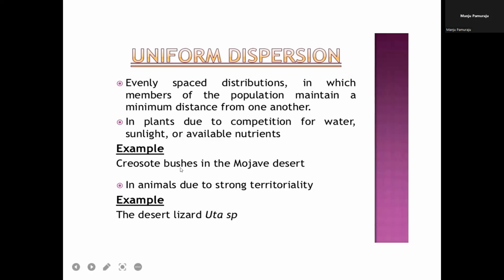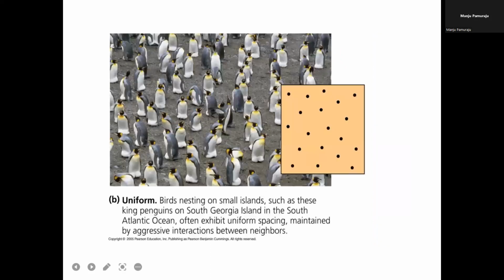For example, creosote bushes in the desert are arranged uniformly. In animals, due to strong territoriality, they are also arranged uniformly. Here are uniform arrangements: the birds are arranged uniformly, not in groups.